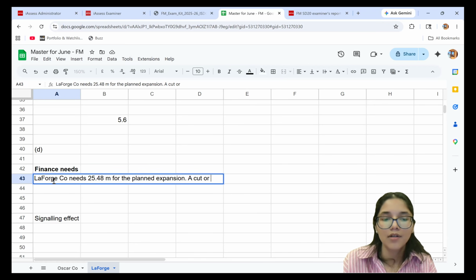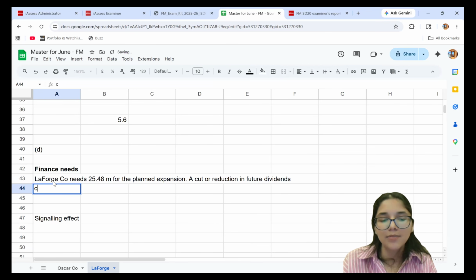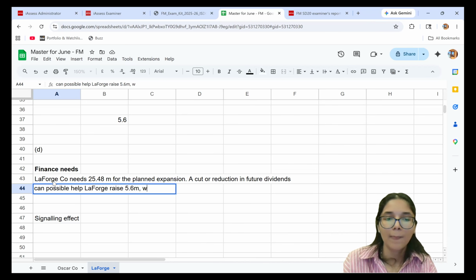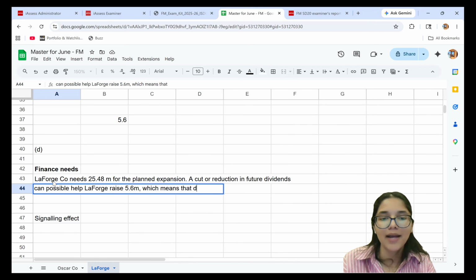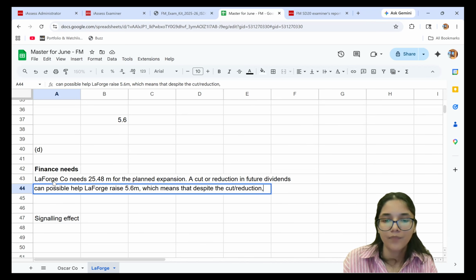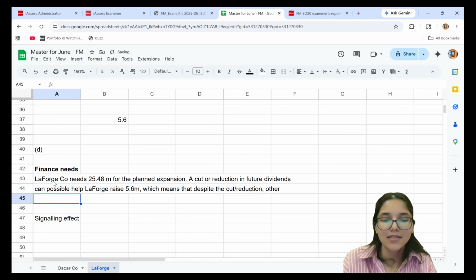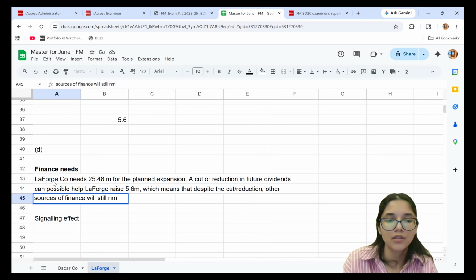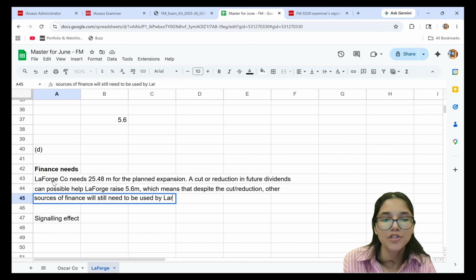A cut or reduction in future dividends can possibly help Laforge raise $5.6 million, which means that despite the cut or reduction, other sources of finance will still need to be used by Laforge company.